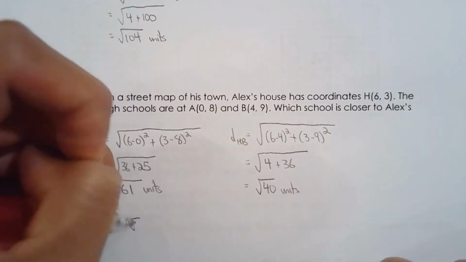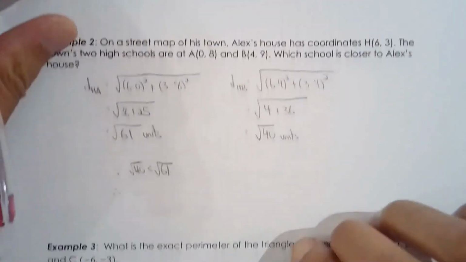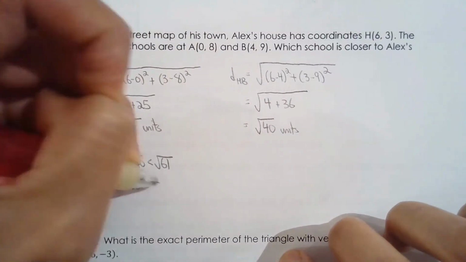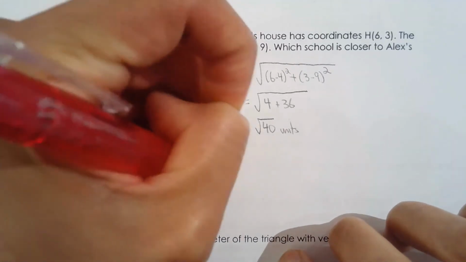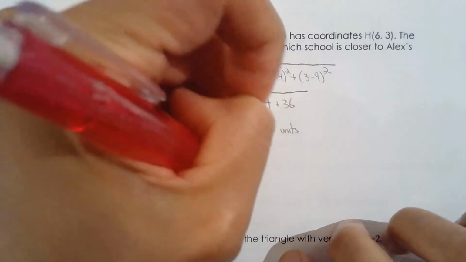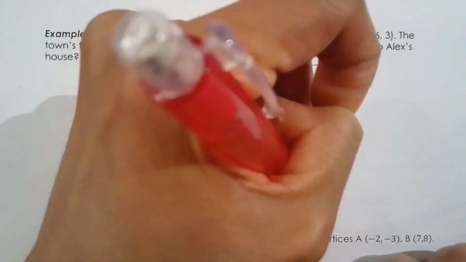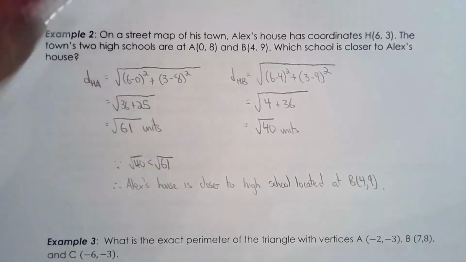Since root 40 is less than root 61, therefore Alex's house is closer to the high school located at B.